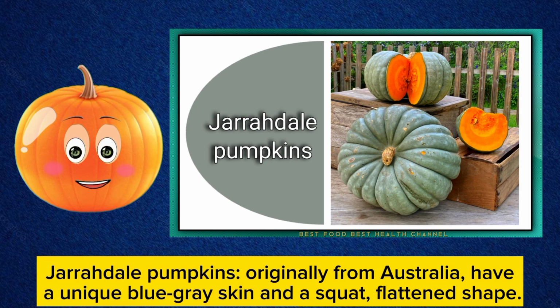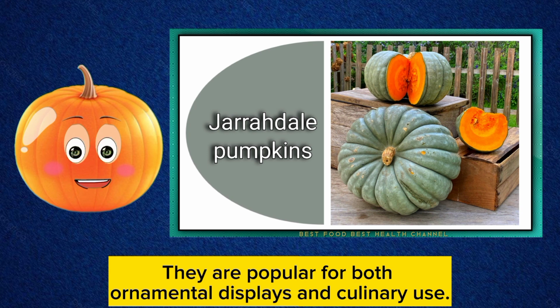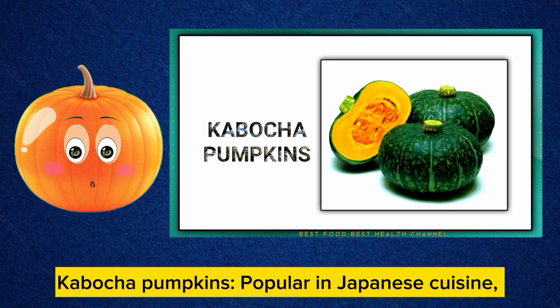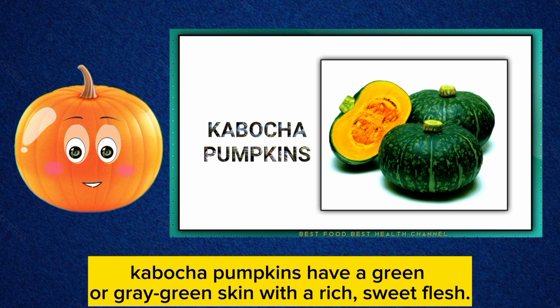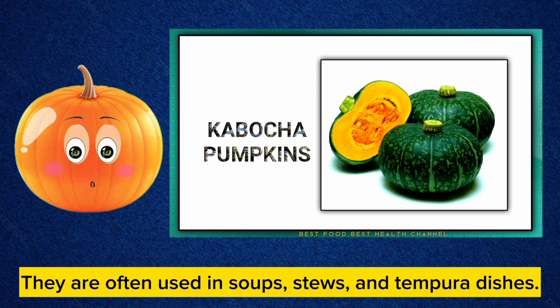Jarrahdale pumpkins, originally from Australia, have a unique blue-gray skin and a squat, flattened shape. They are popular for both ornamental displays and culinary use. Kabocha pumpkins, popular in Japanese cuisine. Kabocha pumpkins have a green or gray-green skin with a rich, sweet flesh. They are often used in soups, stews, and tempura dishes.